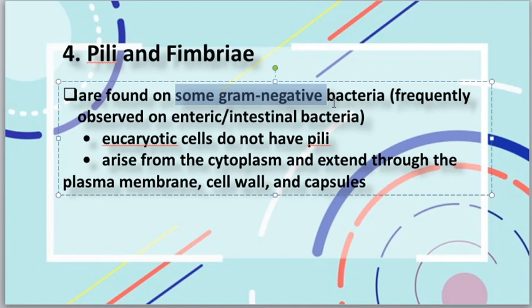Your gram-negative bacteria, frequently nakikita sila sa enteric or intestines. Sa loob ng intestines, yan sila. And your gram-negative bacteria, when you stain them, they will give a pink stain lang. Ang mabibigay ng gram-negative bacteria na color is pink color after the staining. Why? Because your gram-negative bacteria do not contain a thick cell wall. Kapag sinabi mong gram-negative bacteria, they will give a pink color to gram staining because they do not have a thick cell wall.